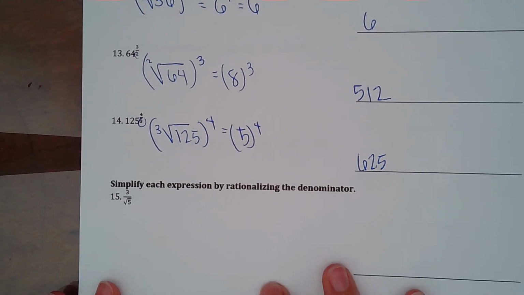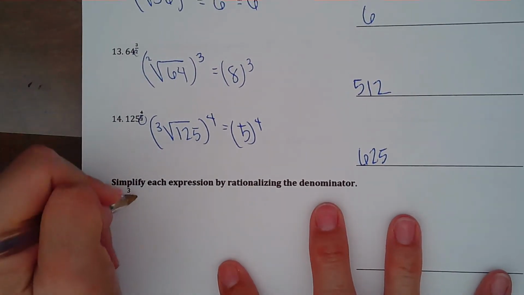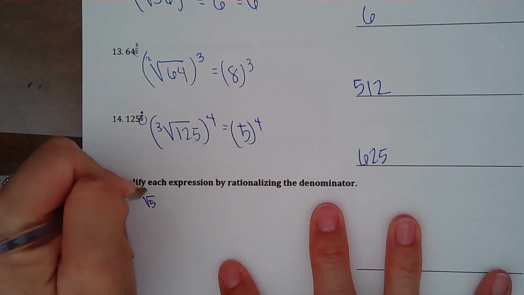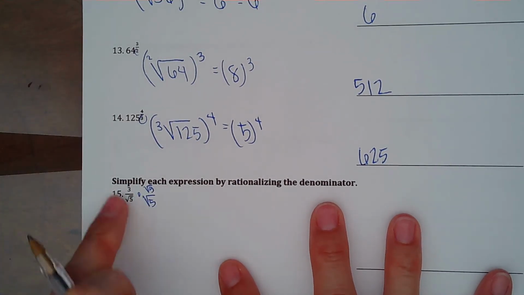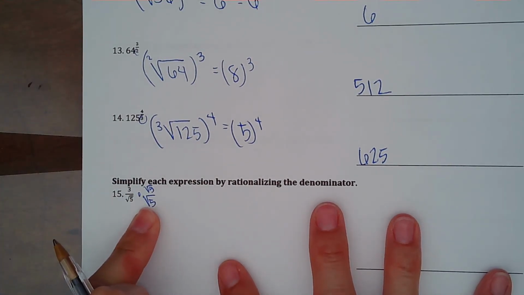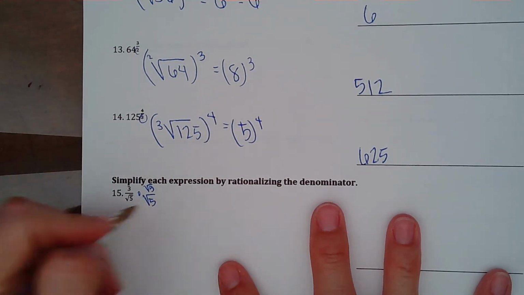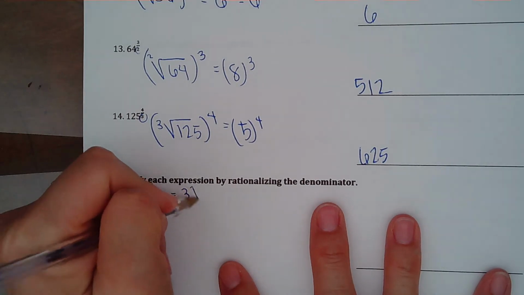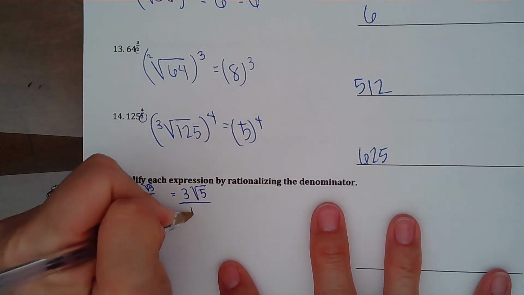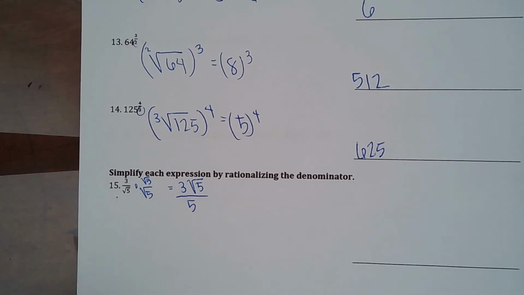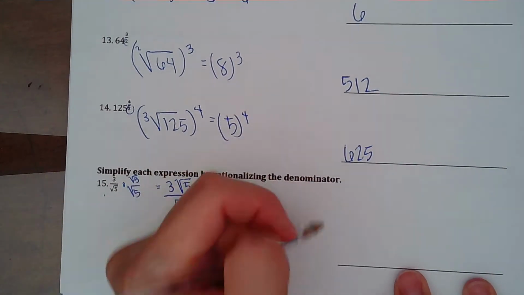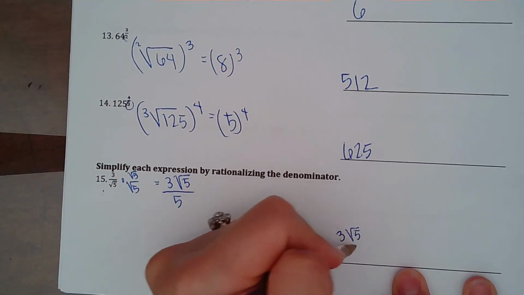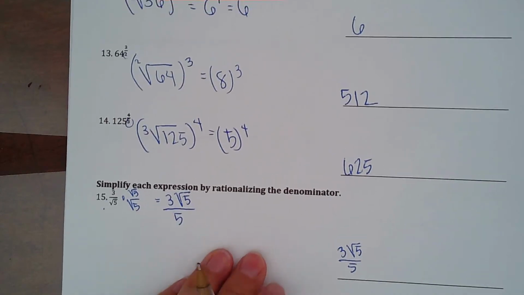Rationalizing the denominator. I don't know why this is one of my favorite things. I'm not quite sure why I love to rationalize the denominator. So we can't have a radical on the bottom. We've got to multiply both the top and the bottom by rad 5, which is going to give us 3 rad 5 over 5. And there's nothing here that can be simplified. So that's simply our answer, 3 rad 5 over 5.